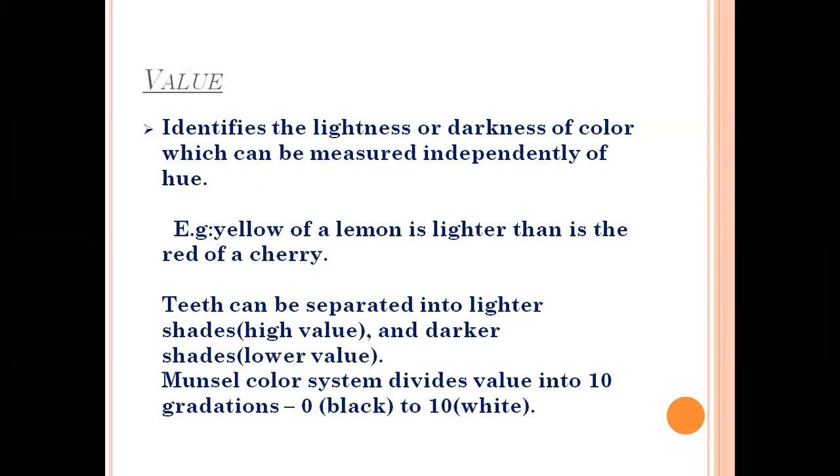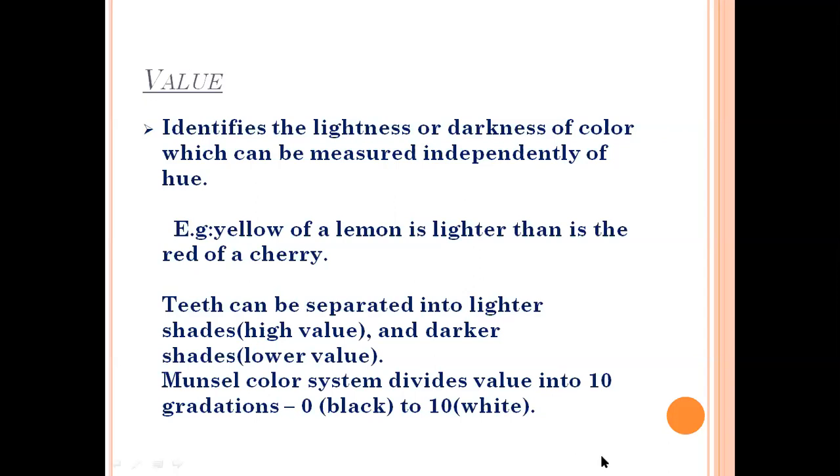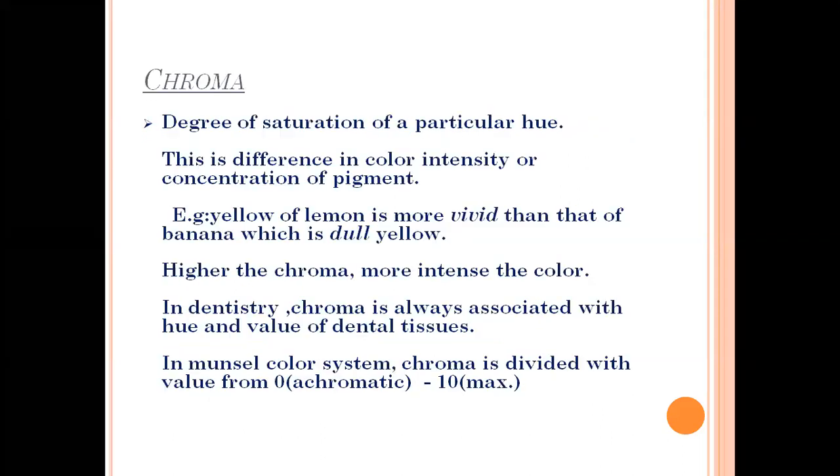Value is relative lightness or darkness, how bright or how dark the material is. That is relative lightness or darkness of an object is value. Each shade can be separated into lighter and darker values from 0 to 10, 0 being black, 10 being white. Now, yellow of a lemon is lighter than red of a cherry. That's how you value the objects.